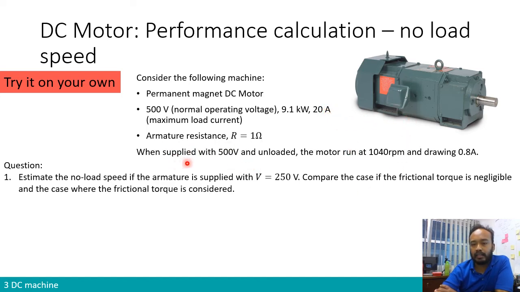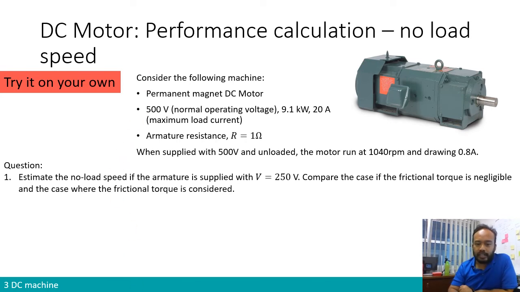So the question asks us, following this observation, can we estimate the no load speed if the armature is supplied now, instead of 500 volt, with 250 volt. This estimation needs to be done in two cases. The first case is when the torque is negligible, when we consider that the resistive torque is 0, which is not really the case because we can see that there is a small amount of current, but nonetheless it wants us to estimate the no load speed if the frictional torque is negligible. And secondly, the second case where frictional torque is taken into account. So let's try to do this.